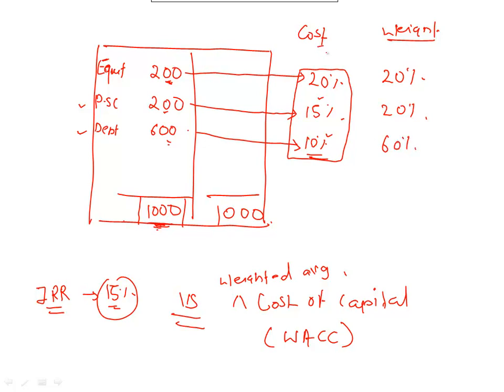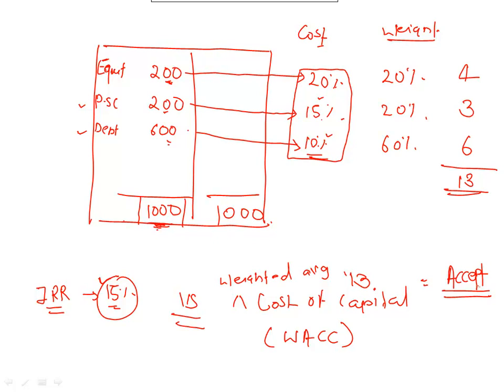So now I have cost, now I have weights. Now I can calculate a weighted average, which would simply be 20 into 20%, 4; 15 into 20%, 3; 10 into 60%, 6; and then I will take a total of all of these, and this would be 13. So my weighted average cost of capital is 13, and since my IRR in this example is more than weighted average cost of capital, my NPV is positive, my decision is to accept.